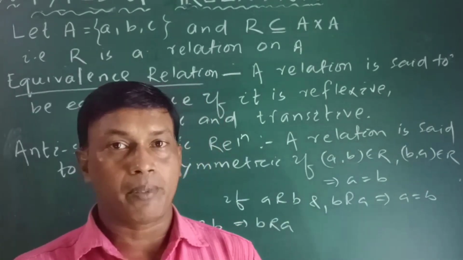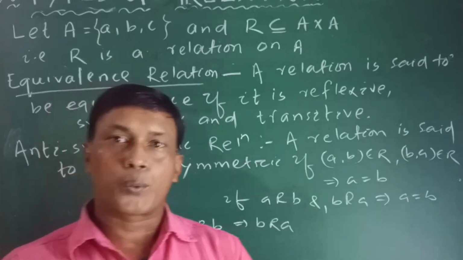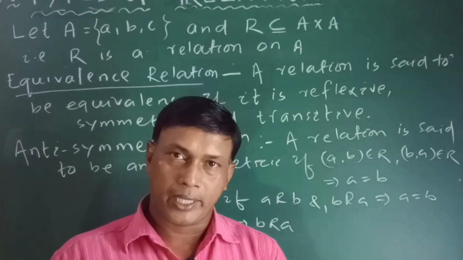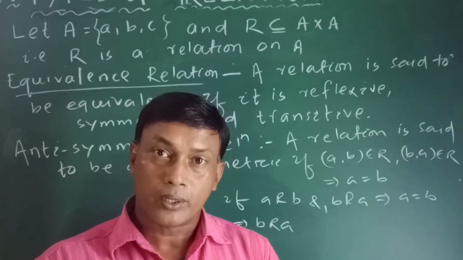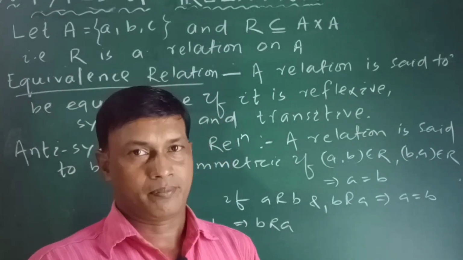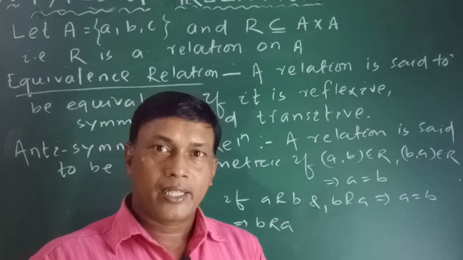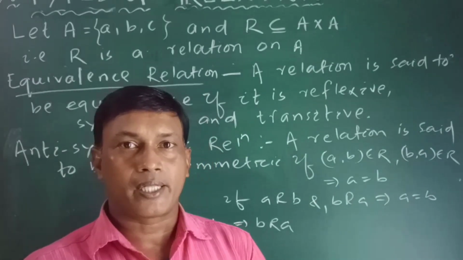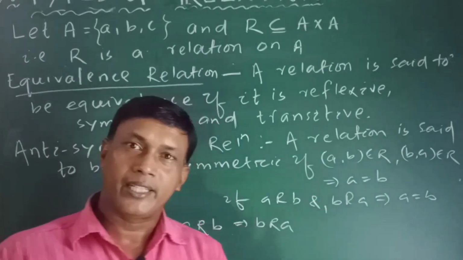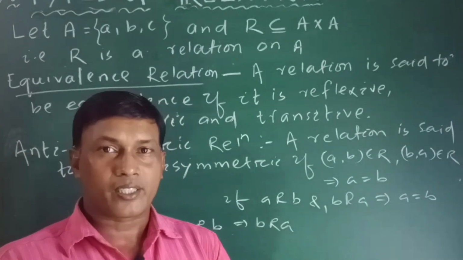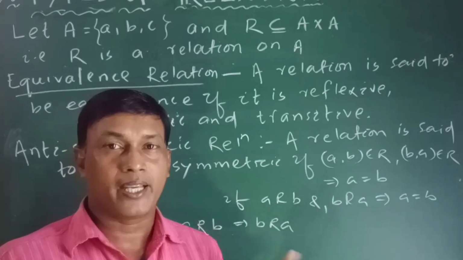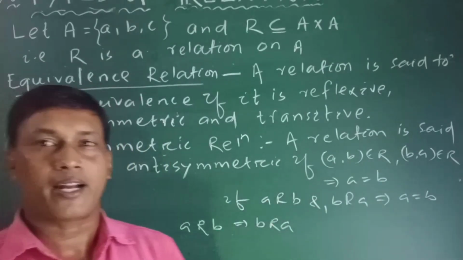But what is the difference between symmetric and antisymmetric? In order to show symmetric, you take a is related with b, and you have to show that b is related with a. But here, a is related with b and b is related with a, which results in, for which we can show, a is equal to b. Then the relation is antisymmetric.